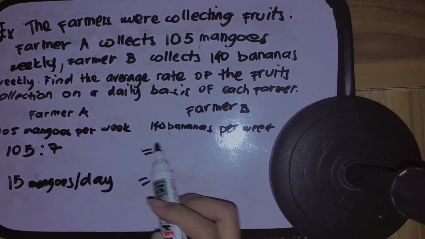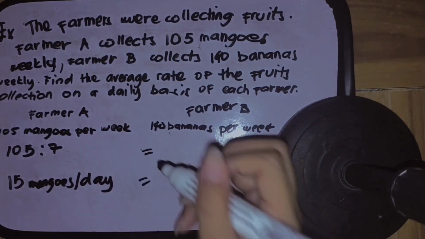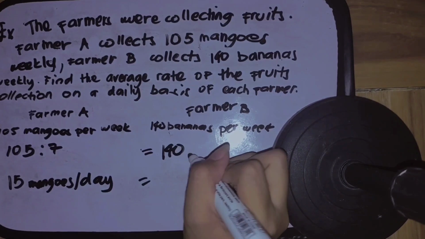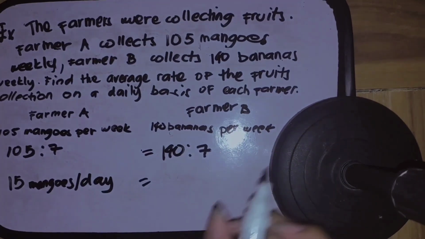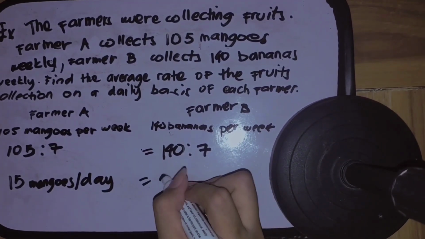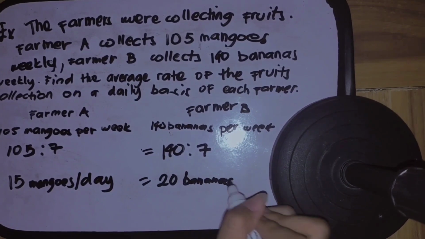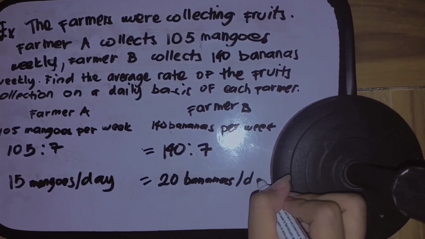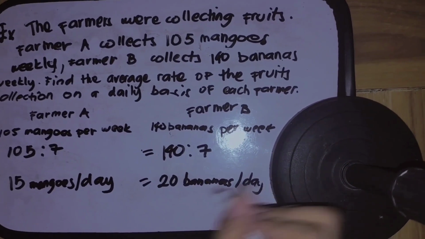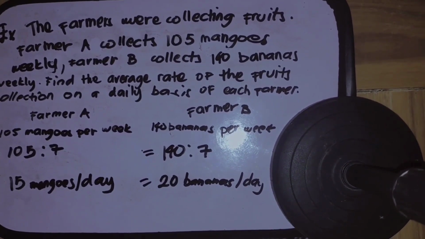Farmer B, 140 bananas per week. Ilan? 20 bananas per day. So, Farmer A can collect 15 mangoes per day, while Farmer B can collect 20 bananas per day.